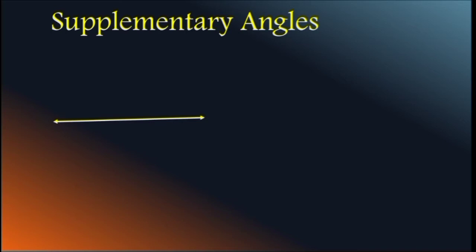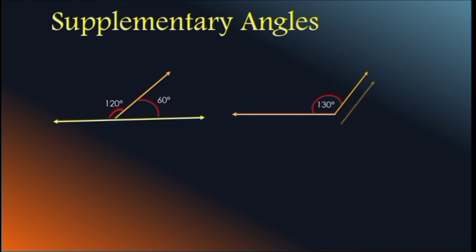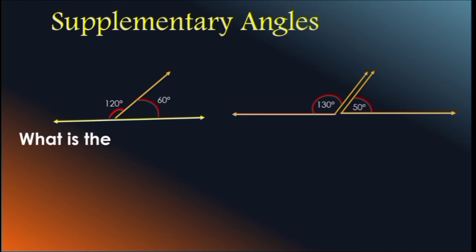Supplementary angles. Look at the figure. It is 120 degree and here it is making 60 degree. And look at the second figure. Here it is 130 degree and one more angle is 50 degree. So what do you observe? The sum of two angles is equal to 180 degree.